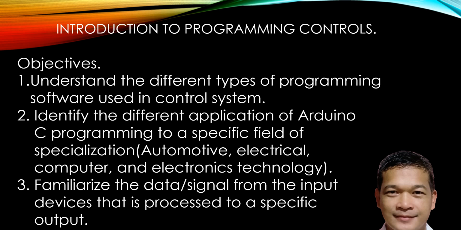The objectives of our Module 1 are, first, to understand the different types of programming software used in control systems. Second, to identify the different applications of Arduino C programming to a specific field of specialization, usually in automotive, electrical, computer, and electronics technology. The programming language we are going to use in our programming controls is C programming. The third objective is to familiarize the data or the signal from the input devices that is processed to a specific output.